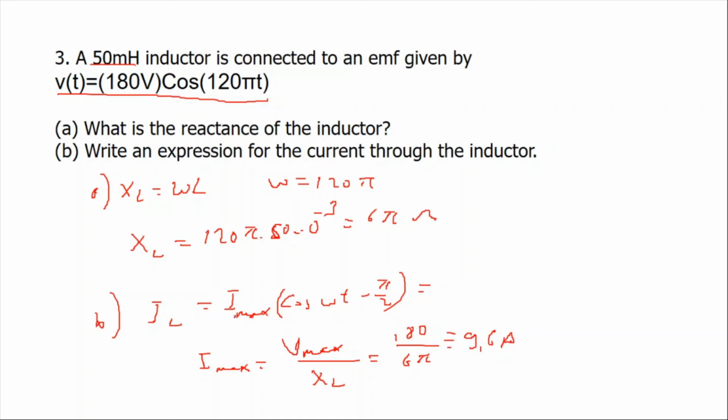So now we can write every term. It will be Imax equals 9.6 times cosine of ω t, and ω is 120π. So it is cosine of 120πt minus π over 2. Okay, this is the expression for the current.